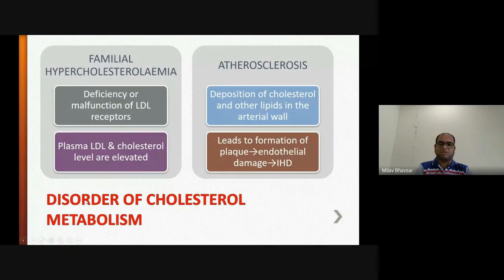What happens if there is a problem? There are two conditions. One is familial hypercholesterolemia, and another is atherosclerosis. In hypercholesterolemia, malfunction of LDL receptors is happening. In atherosclerosis, cholesterol is deposited in the body.